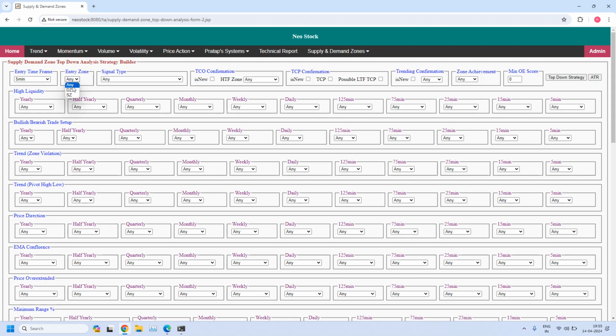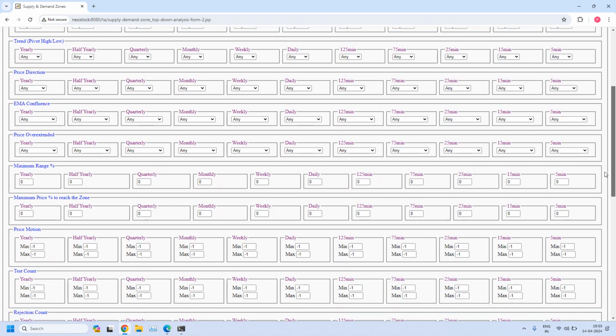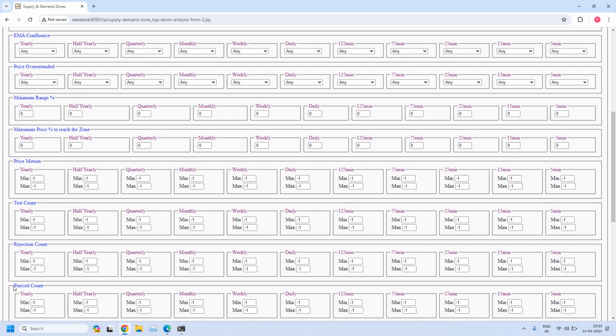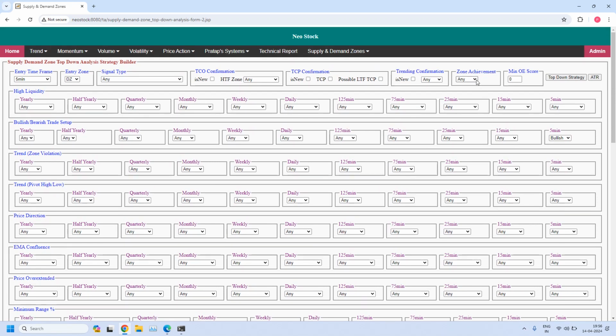Because it is a bullish trade setup, the entry zone should be demand zone. In the bullish or bearish trade setup, this time I am selecting the 5 minutes time frame because that is our entry time frame. There we are selecting bullish. And 3 filters we need to set. The first one, pierced count should be 0. But this time the pierced count parameter you need to set for the 5 minutes time frame. So minimum value is 0, maximum value is 0. That means zone is not pierced. And zone achievement should be violated opposing zone, VOZ. And the minimum order enhancer score should be 12.